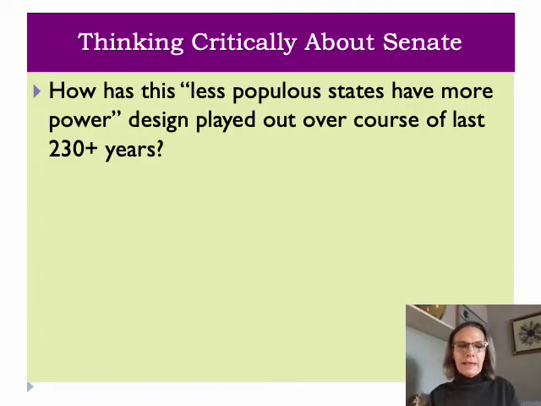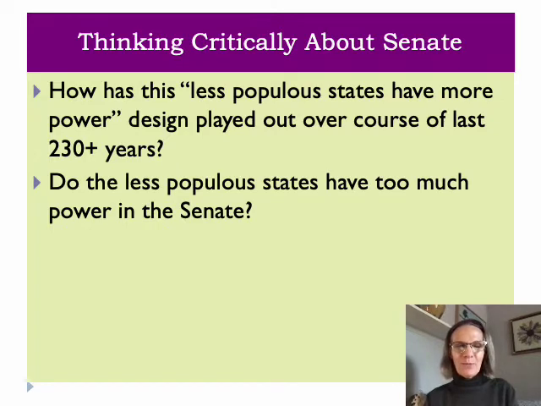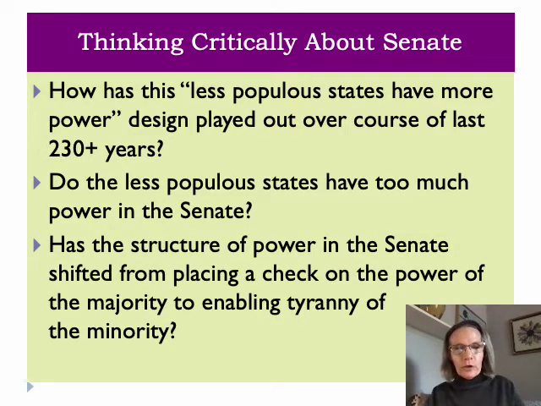So how has this design, where less populous states have more power, played out over the course of the last 230 years since the Constitution's been ratified? Do less populous states have too much power in the Senate? Has the structure of power in the Senate shifted from placing a check on the power of the majority to enabling the tyranny of the minority, where the minority can basically stand in constant roadblock to the will of the majority? A little bit is good, but has it gone too far?